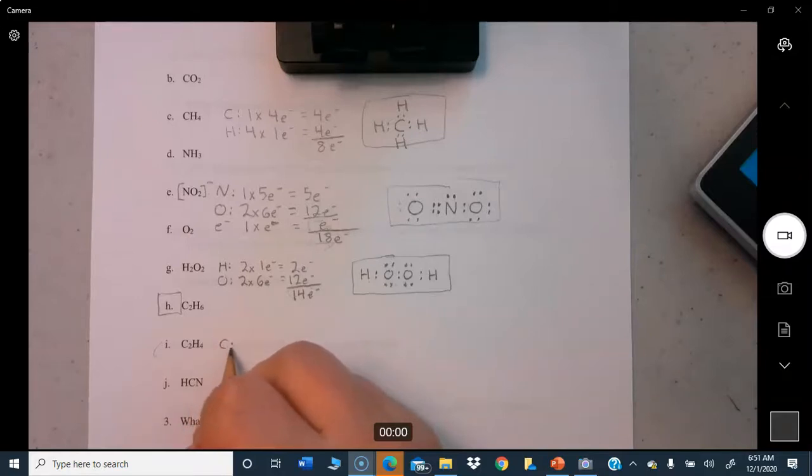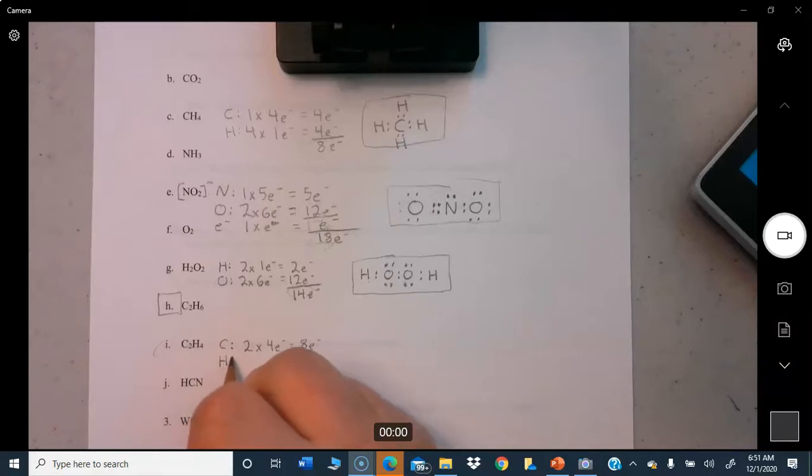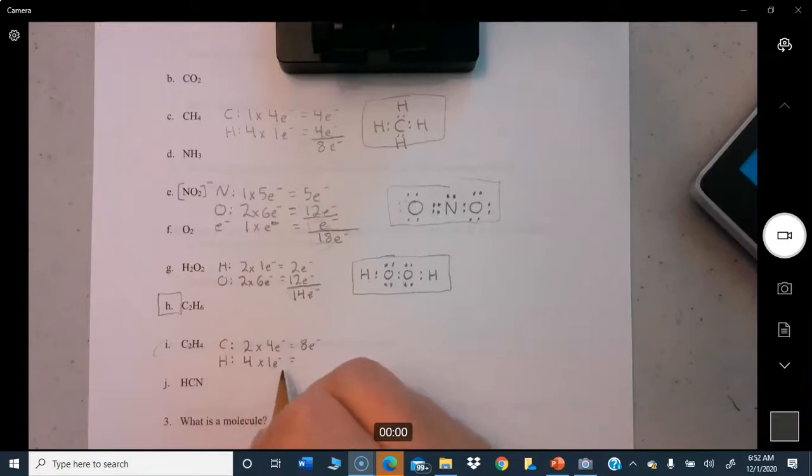So carbon, 2 carbon, each one has 4 electrons. And then you have 4 hydrogen, and each one has 1 electron. Again, we're just looking at the periodic table and seeing how many elements from the left each of these elements are. Okay, so that's 4. Add that, you get 12 electrons.